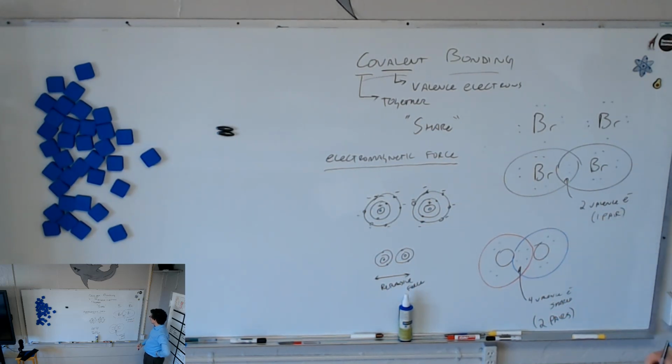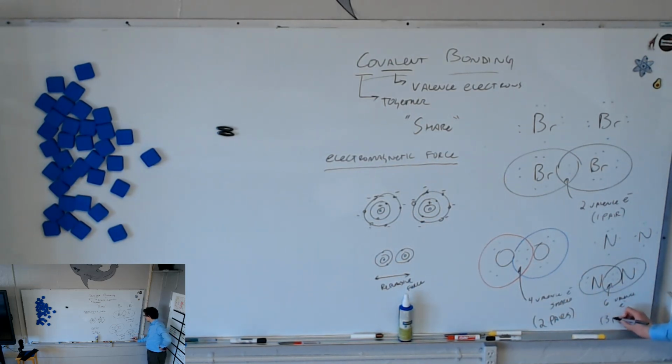And then lastly, we're going to do one like this. Nitrogen. How many valence electrons does nitrogen have? 5. So they each need 3, so that'll make 6. How many are they sharing? They're sharing 3 pairs, which is 6 valence electrons. So 3 pairs.